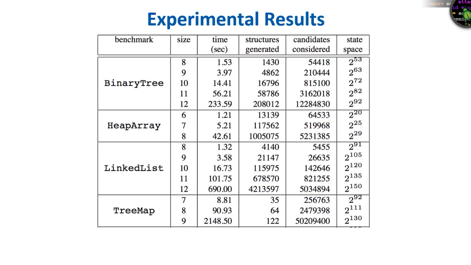Similarly, for heap array objects, the state space grows by a factor of 32 for each new node, while the number of candidates considered grows by only a factor of about 10. And for linked lists, the state space grows by a factor of 32,000 per new node, but the number of candidates considered by Korat only grows about 6-fold per new node. The time taken to run these tests is on the order of minutes or even seconds. So Korat could be easily included into regression tests to ensure that code changes don't break previously established functionality.